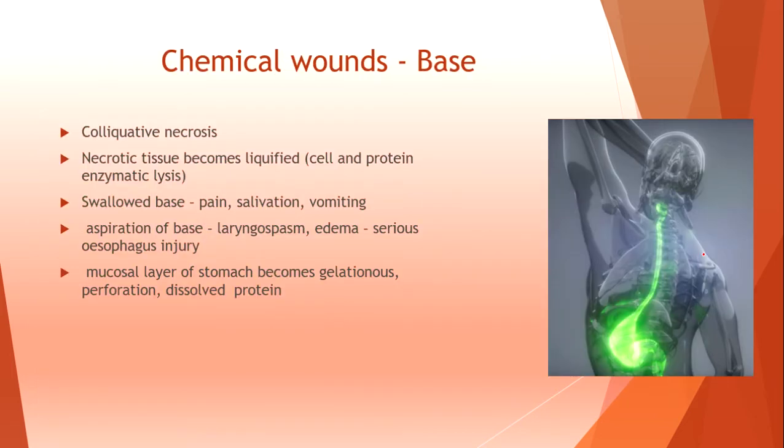Chemical wounds. Chemical wounds made by alkali or base lead to colliquative necrosis. Necrotic tissue becomes liquefied, with cell and protein enzymatic lysis. Swallowed base leads to pain, salivation and vomiting. Aspiration of base leads to laryngospasm, edema, serious esophagus injury. Mucosal layer of stomach becomes gelatinous, it can lead to perforation, and it can dissolve protein.